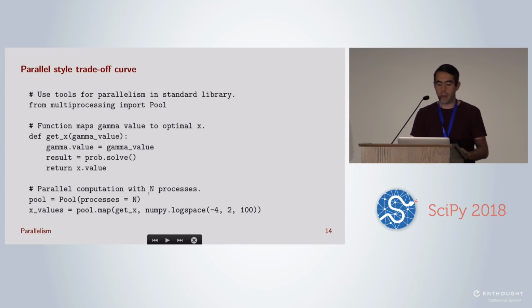We can also approach this in a parallel way. I won't go over this too much, but essentially this is using a basic multiprocessing library from Python. You could use whatever you want. This is just a basic one that fits on a slide. We have this function that does the same thing as the loop. We map it over this array of values for gamma, and then that's it.